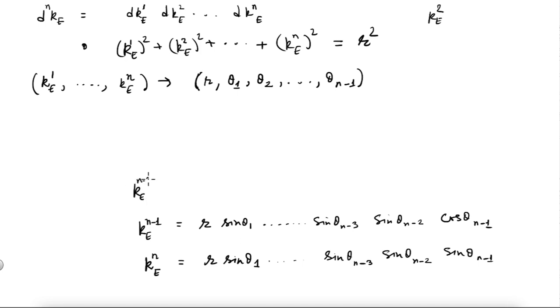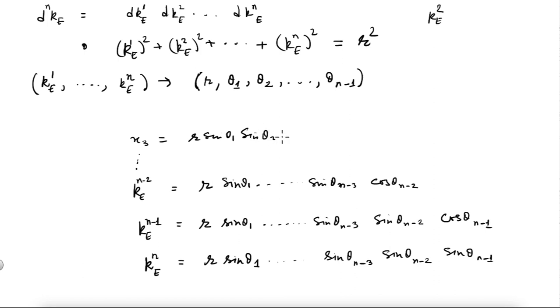ξ_{n-2}, the (n-2)th component, I will parameterize as r sin θ1 up to sin θ_{n-3}, cos θ_{n-2}. Okay, and you continue like this, then you have x3 equal to r sin θ1, then sin θ2, then cos θ3, and ξ_2 is equal to r sin θ1 cos θ2, and ξ_1 is equal to r cos θ1.